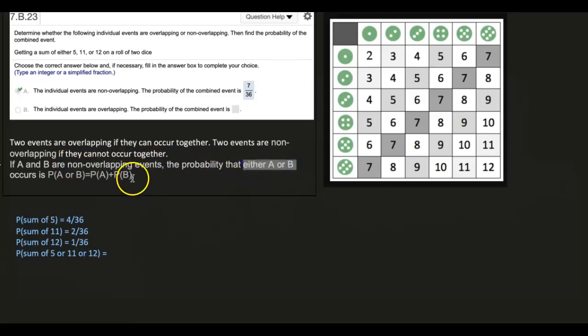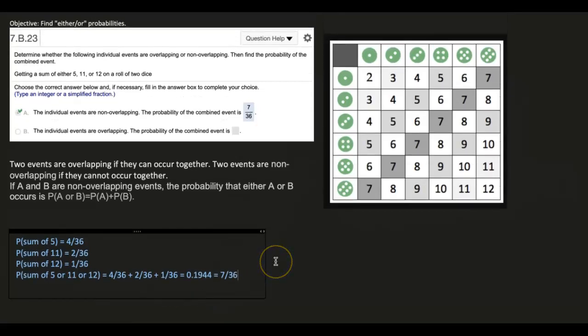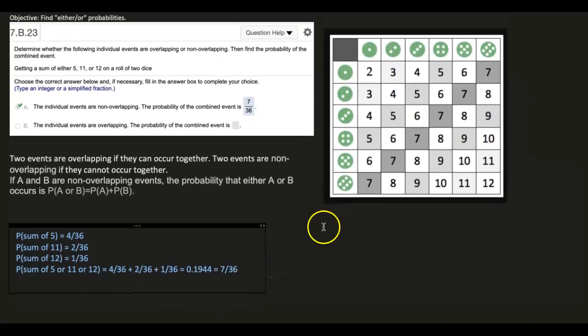One other thing that we know is when we're finding probabilities of non-overlapping events, the probability that either A or B occurs is the sum of the probability of A plus the probability of B. So what that tells us is we could then take 4 over 36 and add to it 2 over 36 plus 1 over 36 to get this decimal equivalent, which is also 7 over 36.